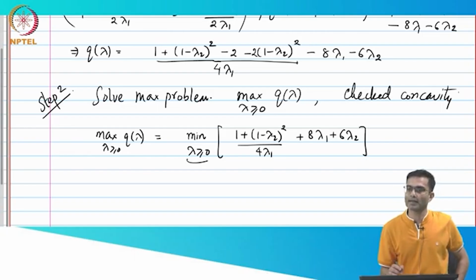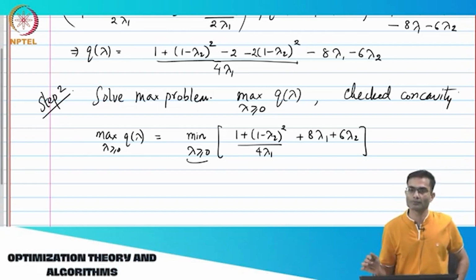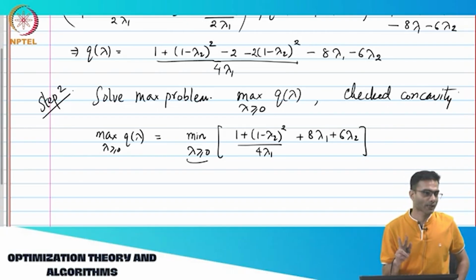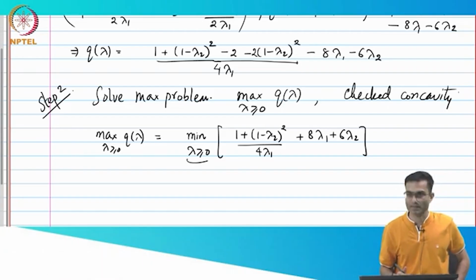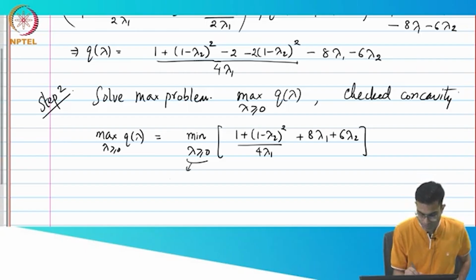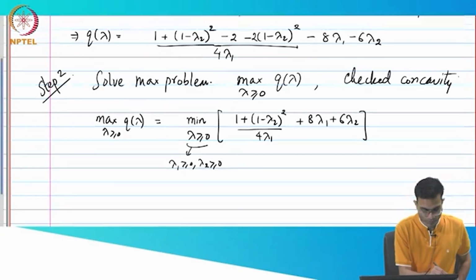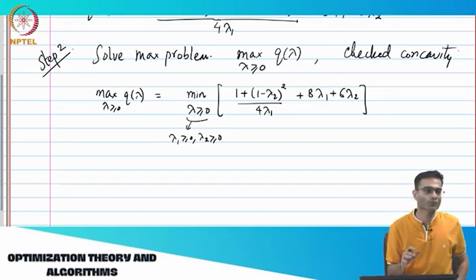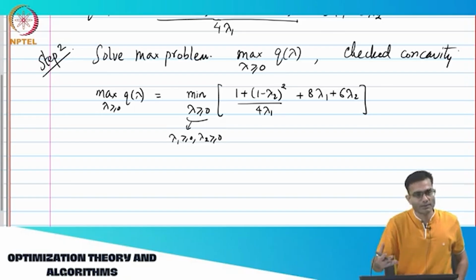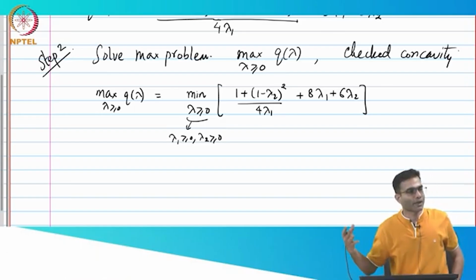We solve this as though it's a new primal problem. So I have a function in two variables, lambda 1, lambda 2. Is there a constraint on this variable? Yes. So this simply means that lambda 1 greater than or equal to 0, lambda 2 greater than or equal to 0, right? So if you were faced with this as a fresh primal problem, what would you do? You would formulate its Lagrangian and then solve it using KKT conditions.